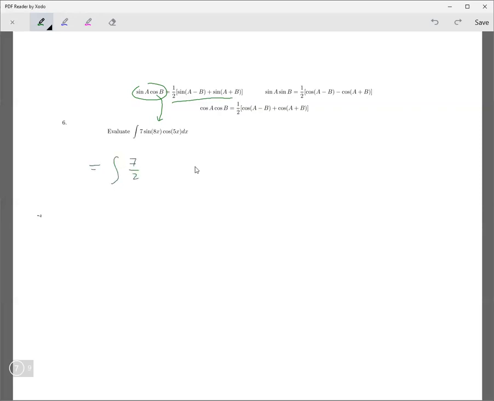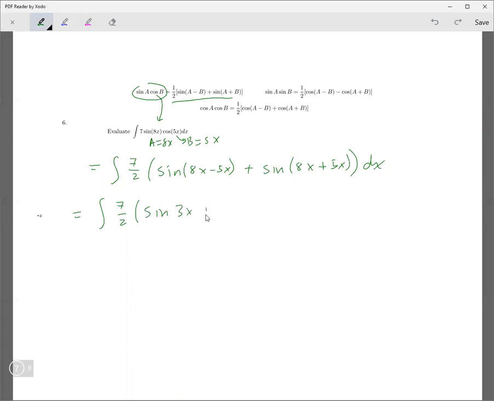Okay, so it's going to be 7/2, and then A is 8x and B is 5x from here. So the A is 8x, the B is 5x, and so you're going to have sine of A minus B, 8x minus 5x, plus sine of A plus B, 8x plus 5x. So that's sine of 3x plus sine of 13x.